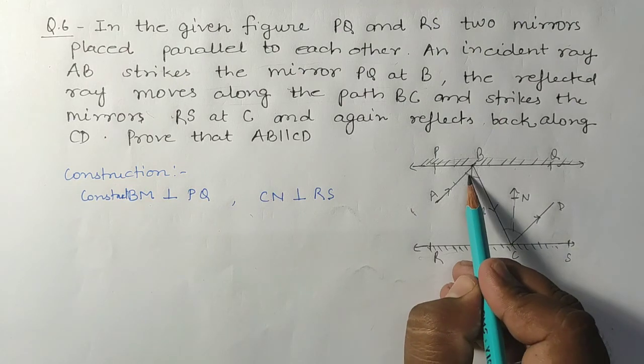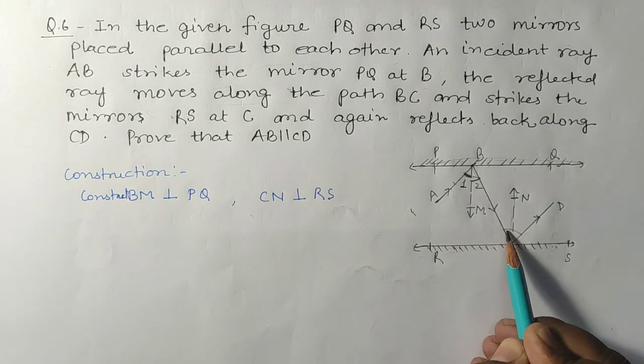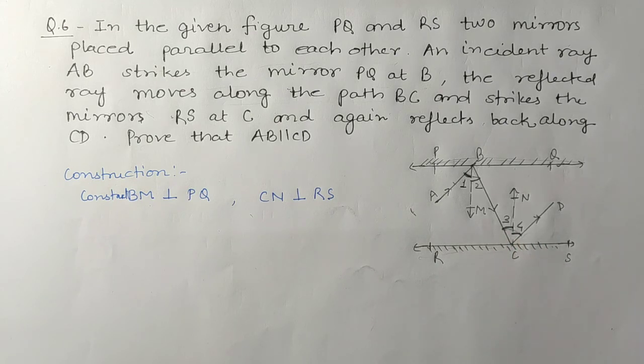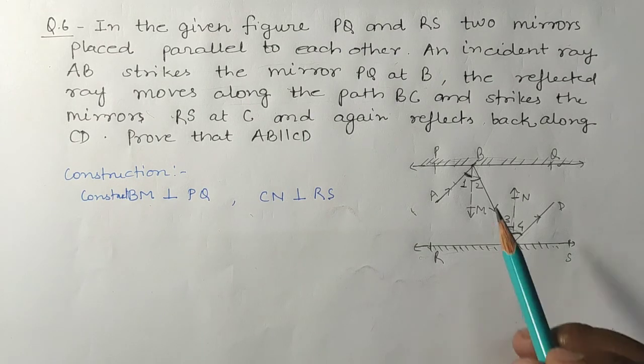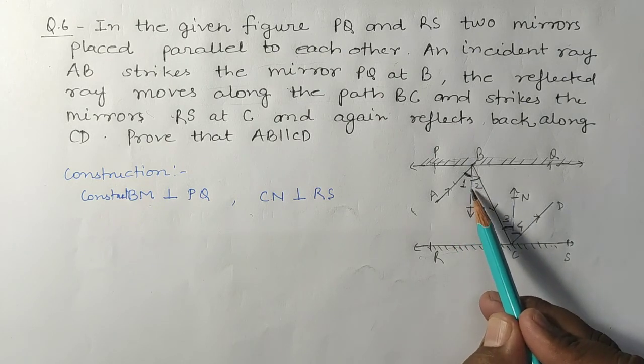Because of this BM, suppose here it is angle 1, here it is angle 2, this is angle 3 and angle 4. Now students, what is the law of reflection? In the law of reflection you have studied that for any reflected ray, the angle of incidence is equal to the angle of reflection. See, this is the normal that we have drawn.